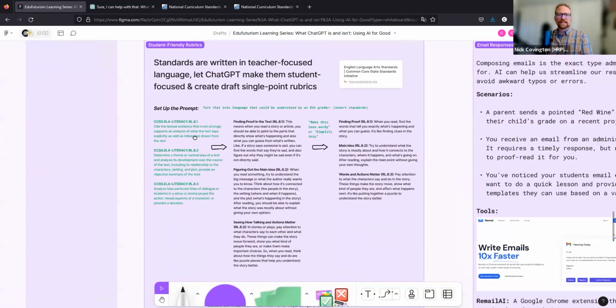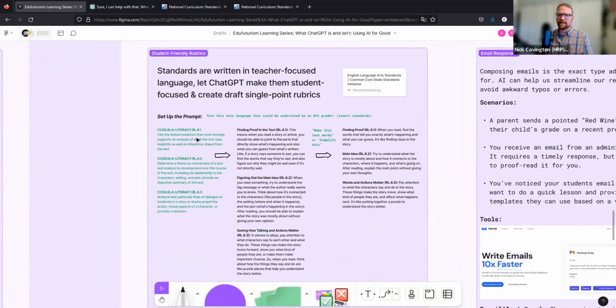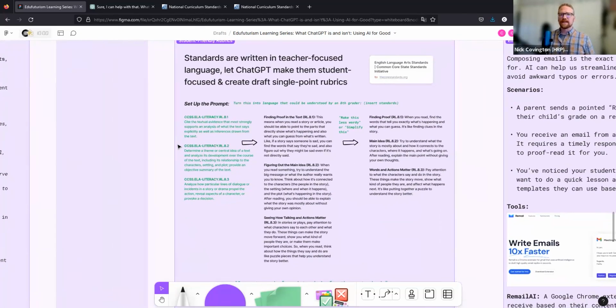Yeah, I was going to say Chris kind of had alluded to this one in the example that he was just doing, because very often standards are written for teachers, and then we are expected to put them on the board or put them in documents or put them in lesson plans. But students don't really know what they mean because they're not written in student-friendly language. They're not student-focused documents. So ChatGPT can actually help you take the list of standards. I just pulled from Common Core ELA standards. Here's some about reading and literacy. I asked ChatGPT to turn this into language that could be understood by an 8th grader.